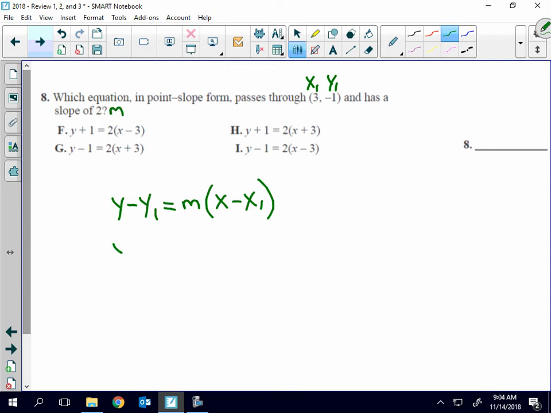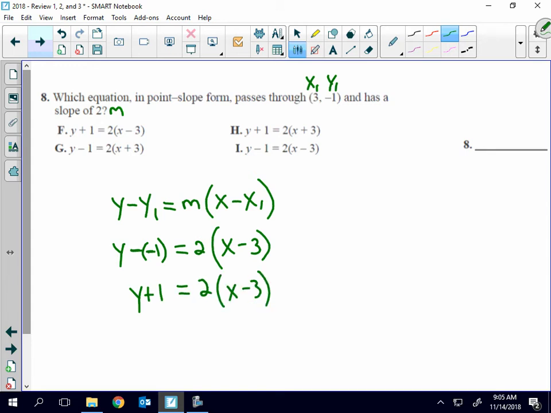So we start with y minus, find your y1, which is a -1. I'm going to simplify that in a minute. The slope is 2, and you have x minus x1, which is 3. To simplify this, minus a negative becomes plus a positive. And which one looks like that? y plus 1 equals 2 times x minus 3.